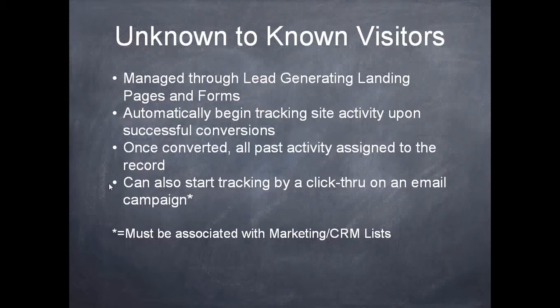Converting unknown visitors into identified prospects and leads is managed through lead-generating landing pages and forms. When a visitor converts on a landing page, we automatically begin tracking their activity on your website. Once you convert and identify an unknown visitor, we will also assign all of their past visit history that was previously unknown to their new profile. We can also identify your targets when they click through a link inside of an email campaign, as long as you sent the campaign to a marketing or CRM list.